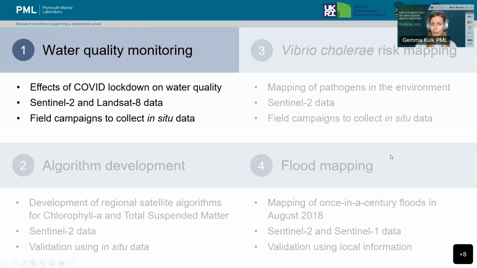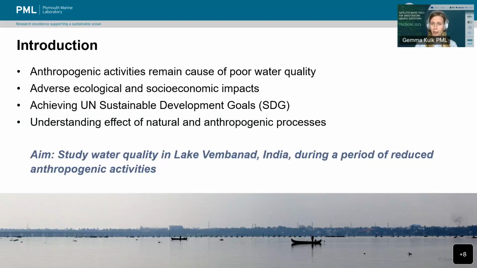So let's start with the first case study on water quality. So despite considerable efforts to protect vulnerable marine, coastal, and freshwater ecosystems, anthropogenic activities remain one of the main causes of poor water quality in rivers, lakes, and wetland systems worldwide. It has been shown that a combination of industrial and urban pollution, overexploitation of natural resources, and climate change have negative impacts on not only the marine and freshwater organisms, but also the human populations that are dependent on the aquatic environment for their livelihoods.